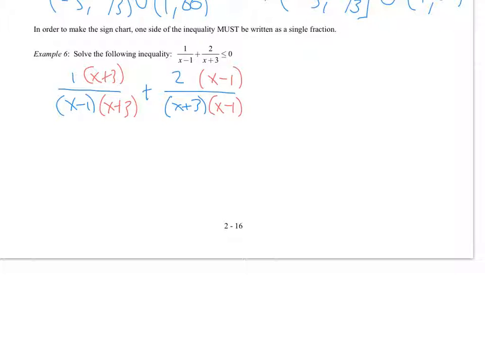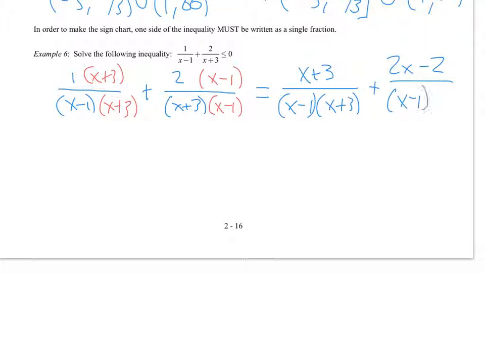So I'm going to take the time to simplify my numerators. In my first numerator, if I distribute that 1, I just end up with x plus 3. And that would be divided by x minus 1 times x plus 3. And then in the second fraction, if I distribute that 2, I would get 2x minus 2. And I'm going to write the denominator the same way I did in the first fraction. I can just flip-flop those two pieces. That should not cause any issues. Well, now I'm at a point where I can actually combine these things.